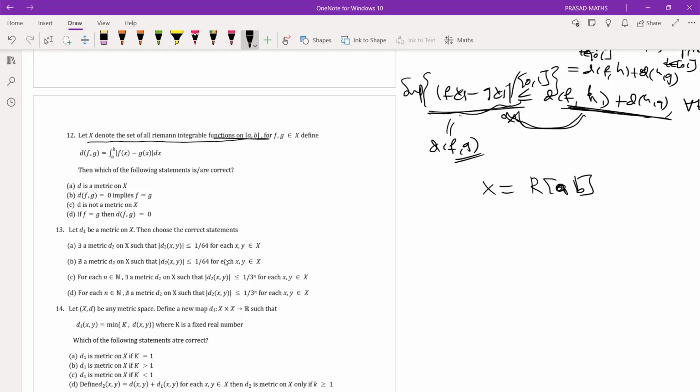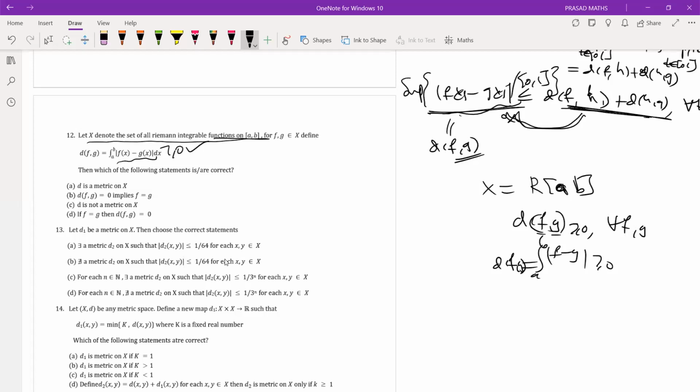First you need to check the non-negative property. Here modulus is there. Mod of the integral function is always non-negative. There is no problem with the first condition. Because f is integrable, g is integrable, f minus g is integrable, mod is integrable, mod is non-negative, therefore the integral is also non-negative, therefore d of f comma g is non-negative. First option is redundant.